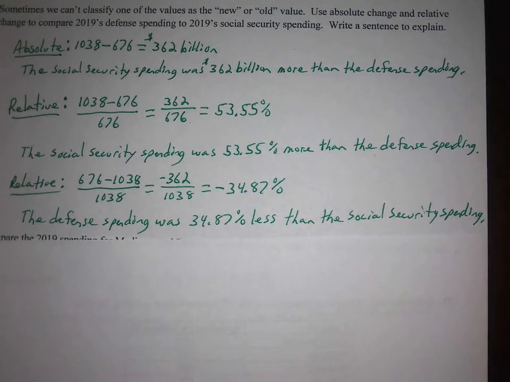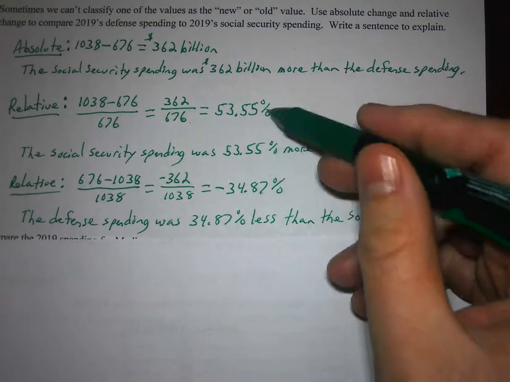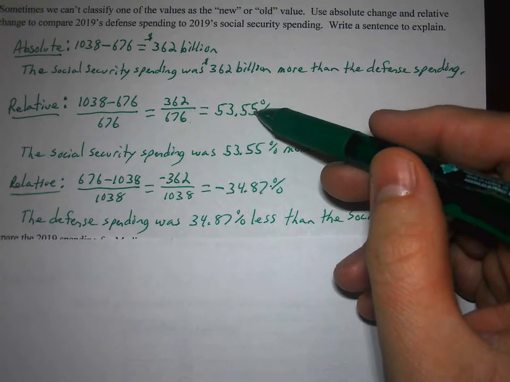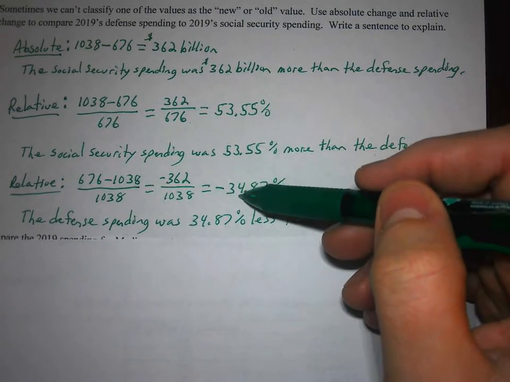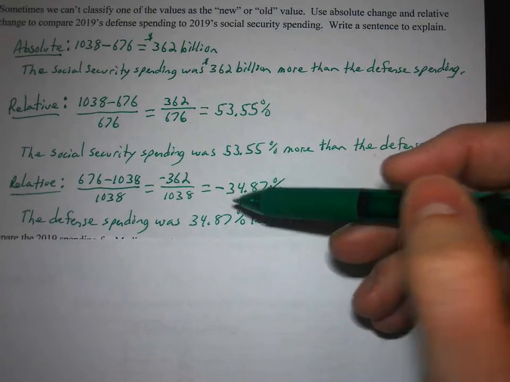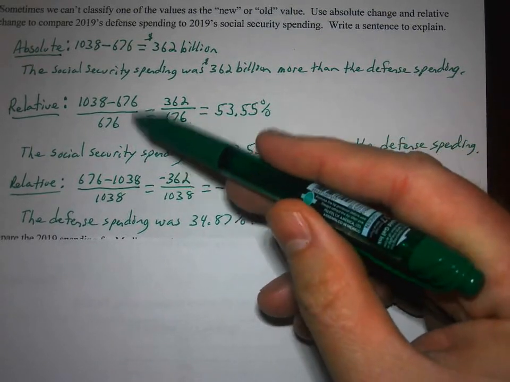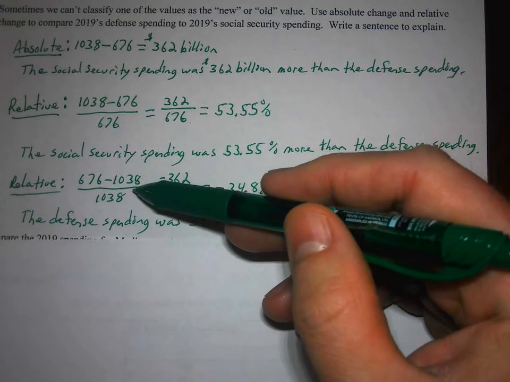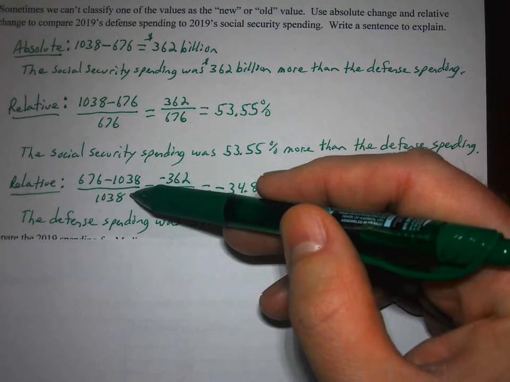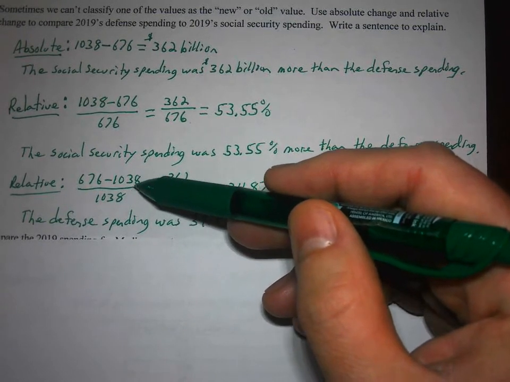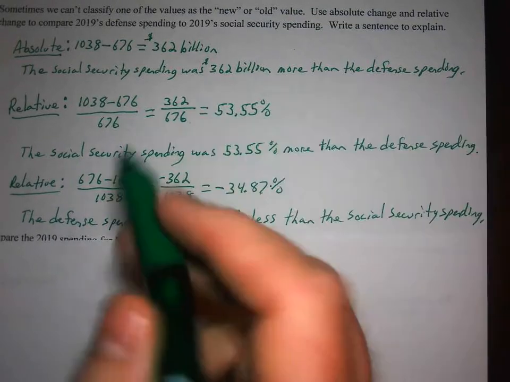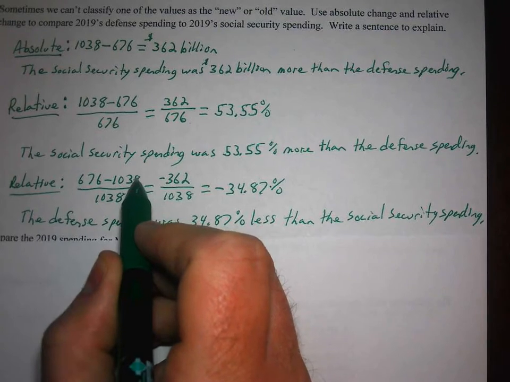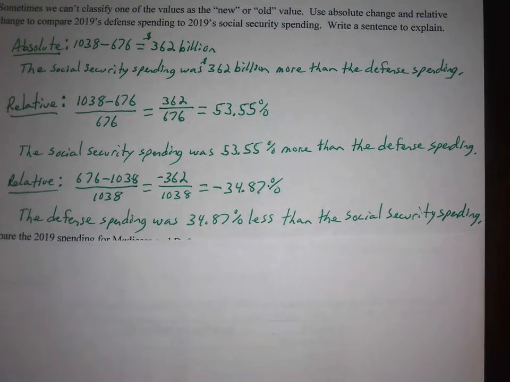And what students have a hard time with is getting different percentages here. A lot of times they want to think that if one is 53.55, then if you did the opposite, you would get negative 53.55. That is not true because of the division. When you're dividing by 676, that's different than dividing by 1,038. So that's why it's really important to pay attention. When you divide, you have to make sure that what you divide by matches up with that second piece or second number in the subtraction every single time.